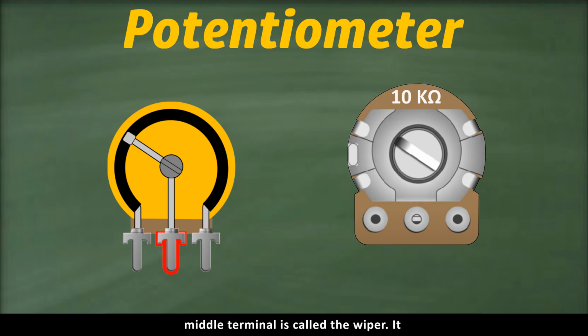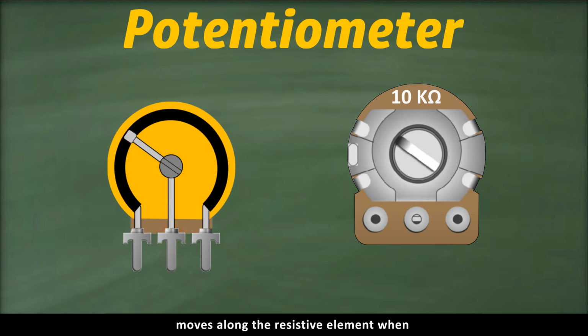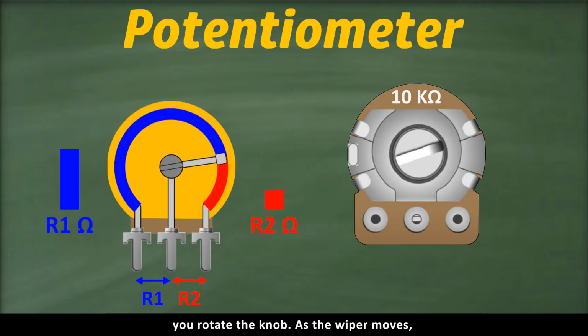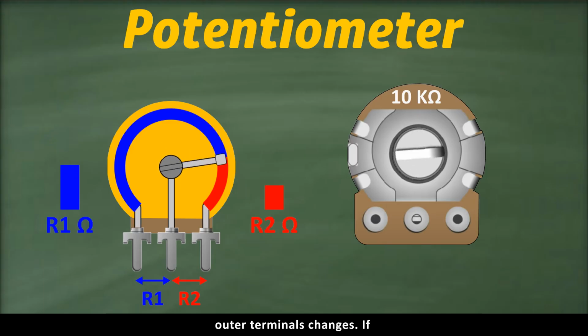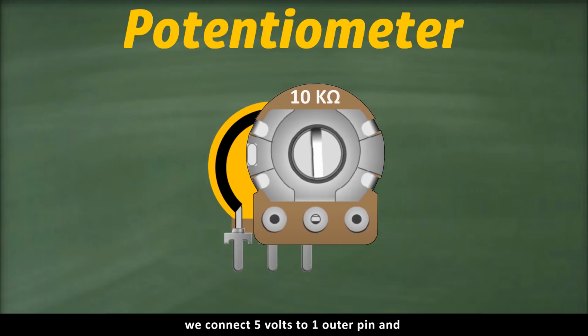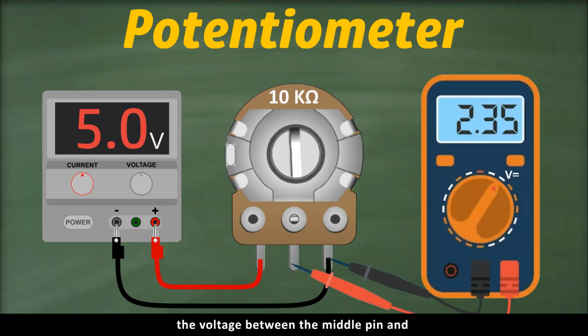The middle terminal is called the wiper. It is connected to a sliding contact that moves along the resistive element when you rotate the knob. As the wiper moves, the resistance between it and each of the outer terminals changes. If we connect 5 volts to one outer pin and ground 0 volts to the other, then measure the voltage between the middle pin and ground, the output voltage will vary according to the wiper's position.